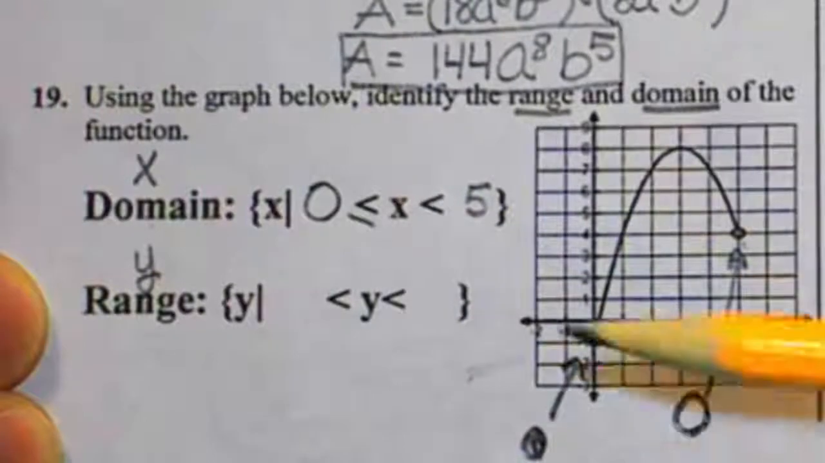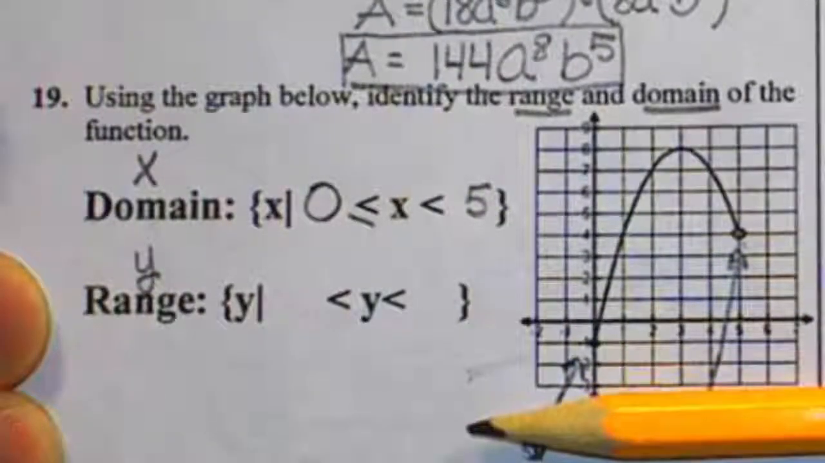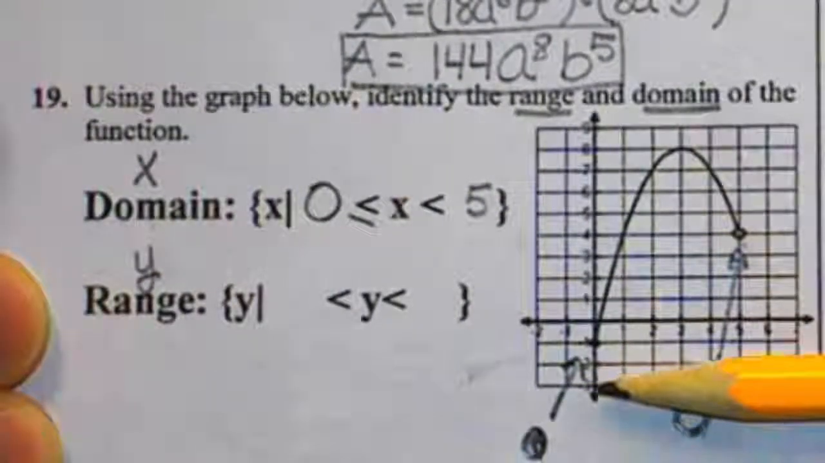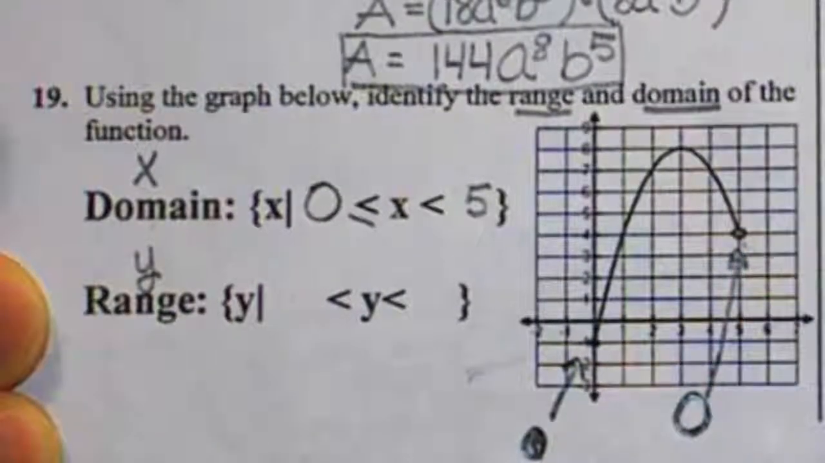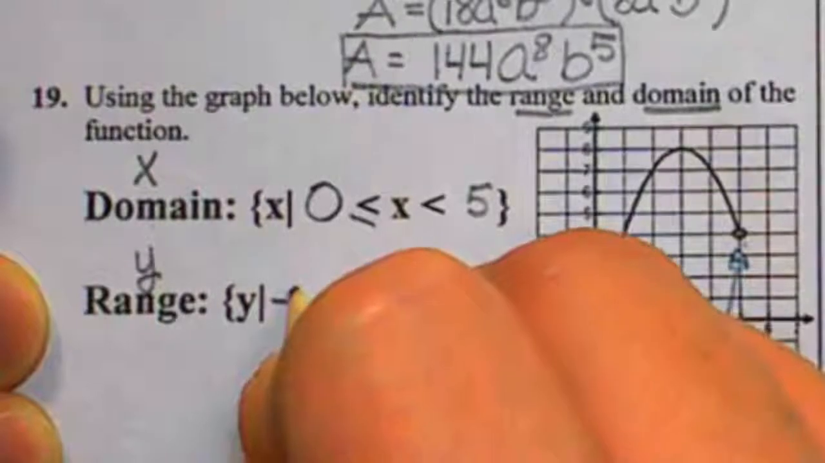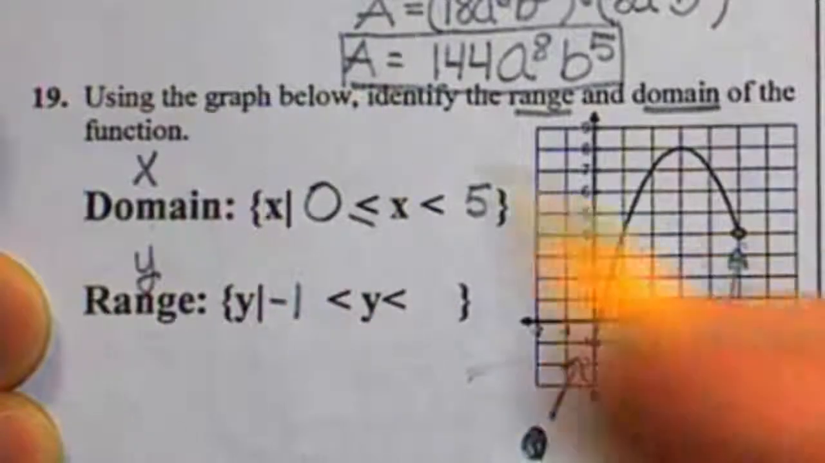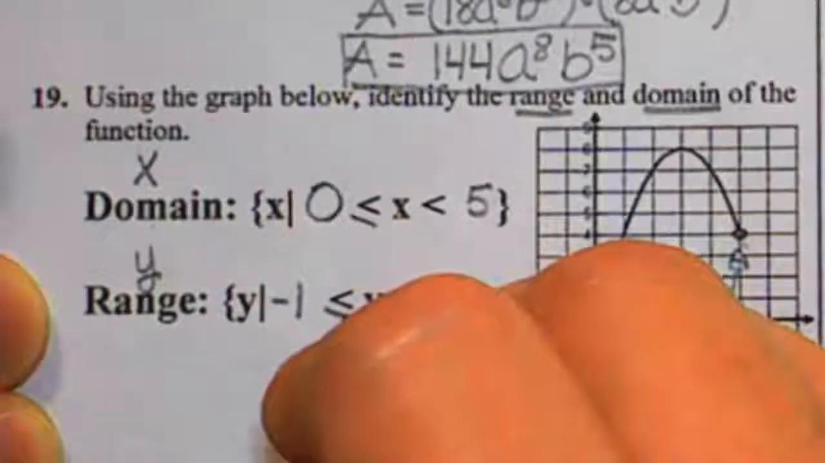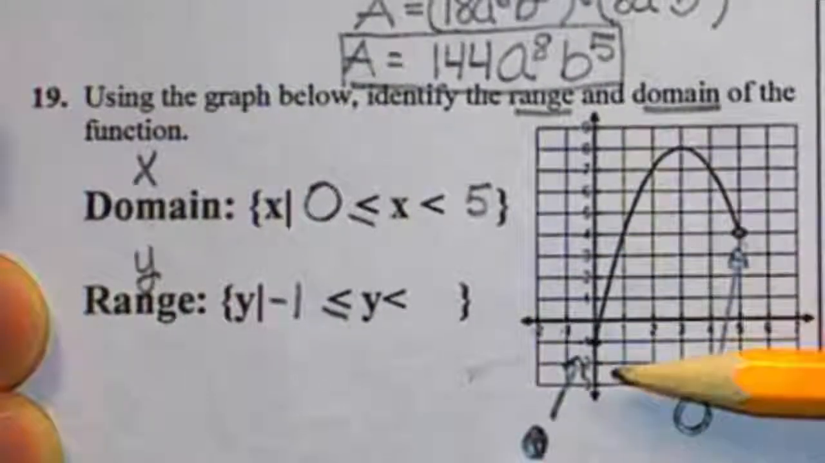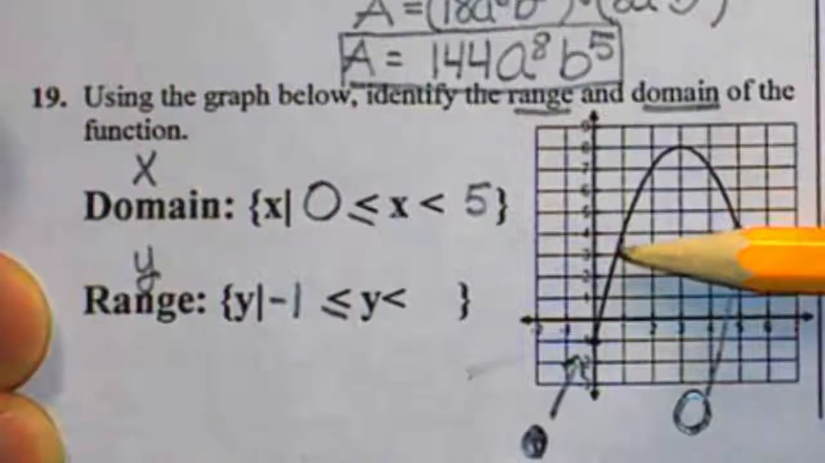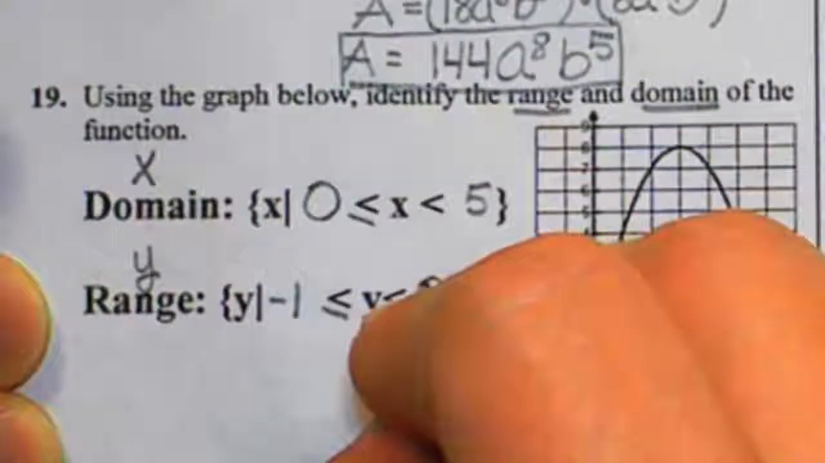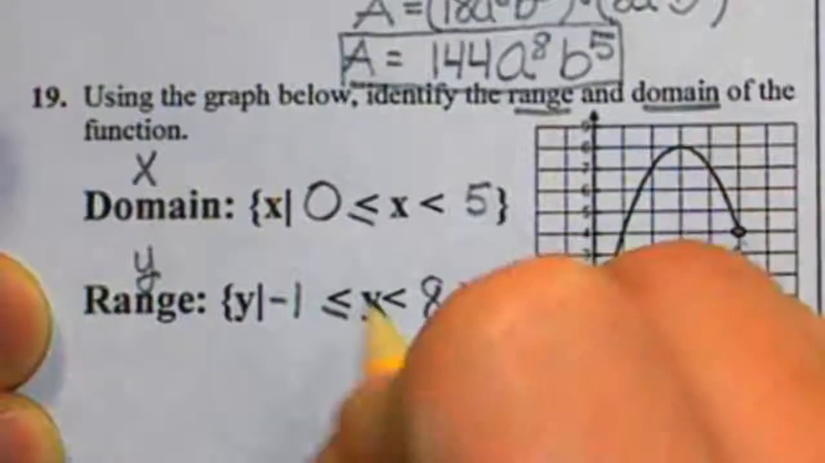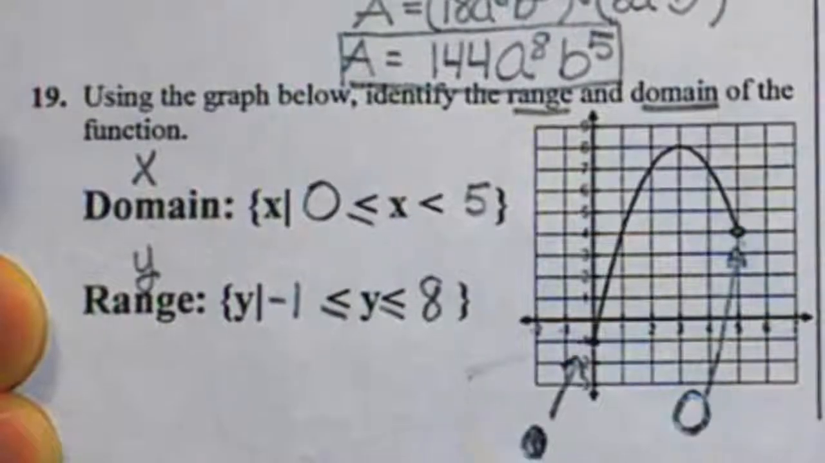For the range, you're going to arrange your pencil like this. You want to move from bottom up, and as you move, you stop where you first touch that line. The first place you touch is -1, and because that point is filled, you want to put a dash. And as you move up, the last place you touch will be at 8, and because that is a solid line, you want to put a dash. Okay.